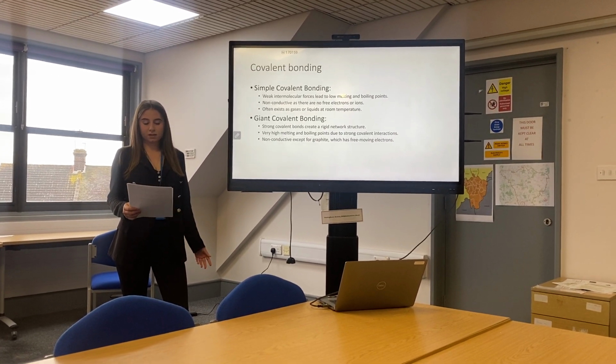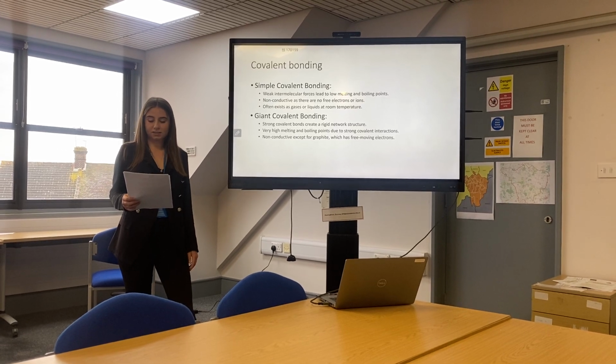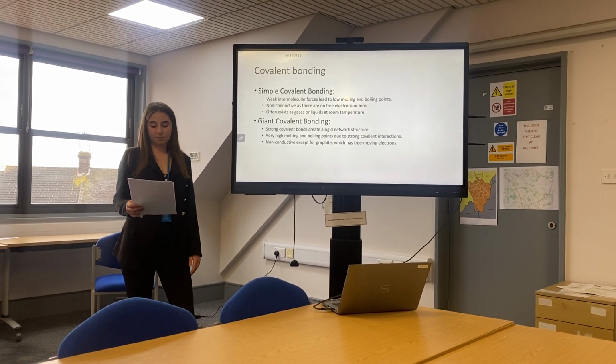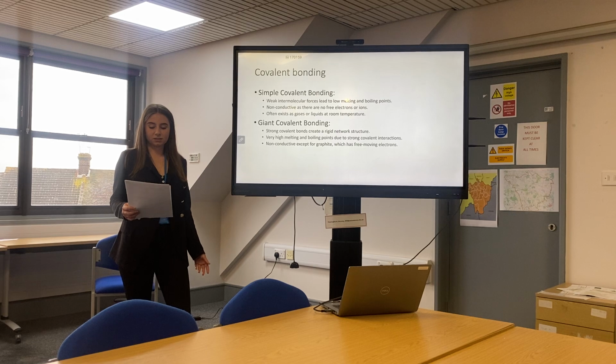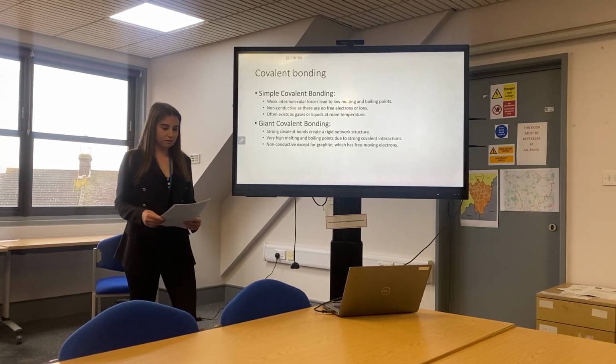For example, water has strong hydrogen bonds, making it essential for life and industrial applications, whilst diamond is used in cutting tools due to its hardness.